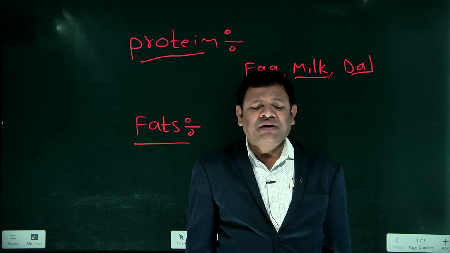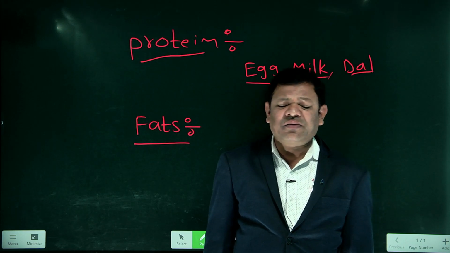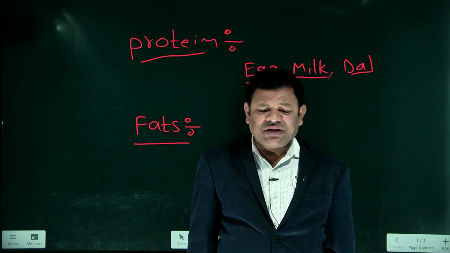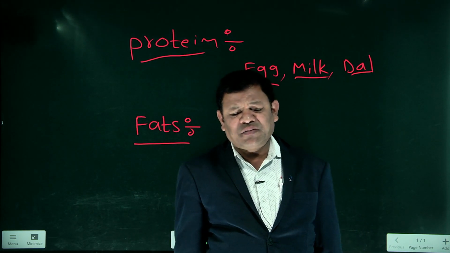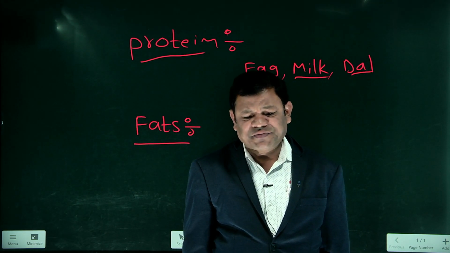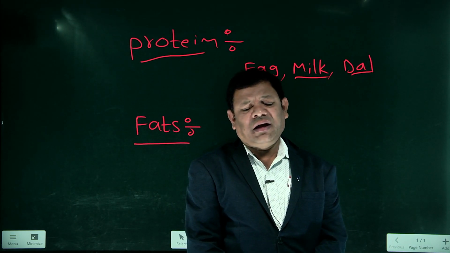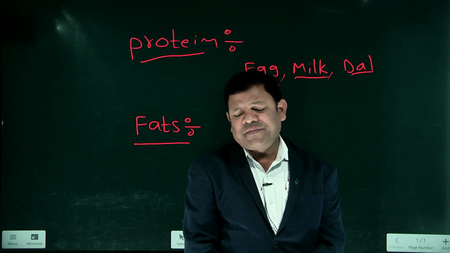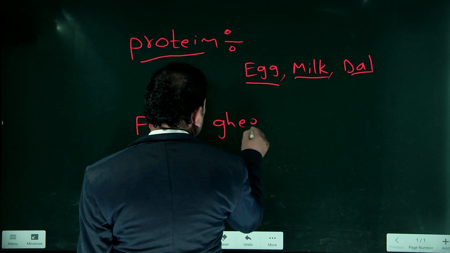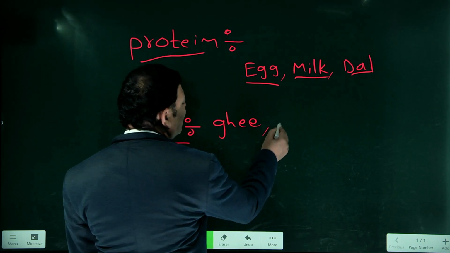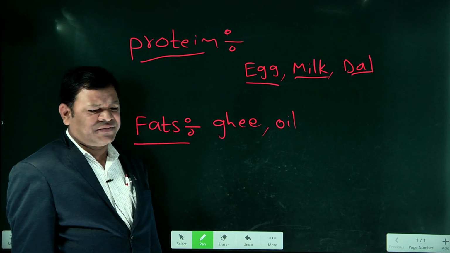In our day-to-day life, which food components do we eat that give us fats? Do you know chicken, mutton? Yes, sir. In chicken and mutton, fats are present. Okay. Do you know ghee? Yes, sir. Ghee is nothing but fat. Do you know oil? Yes, sir. Oil is also made up of fat.